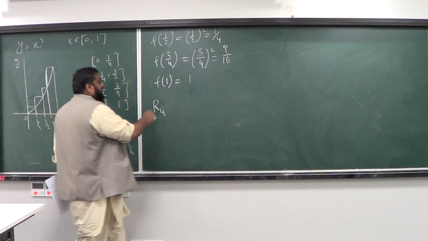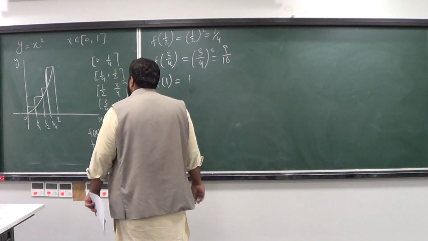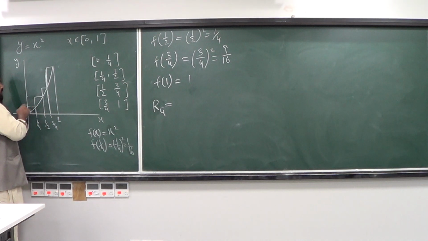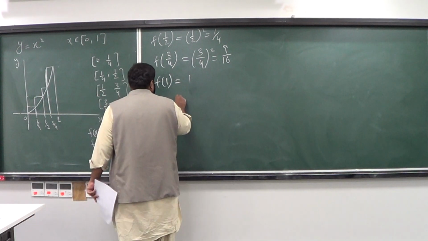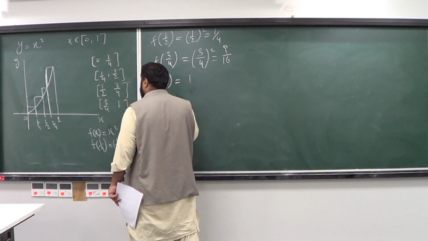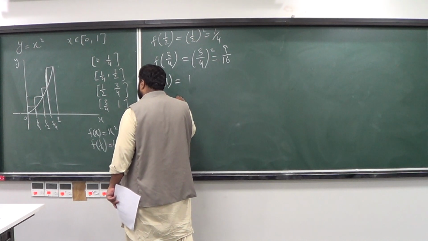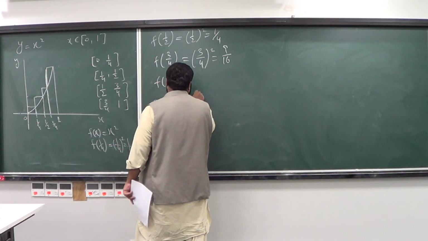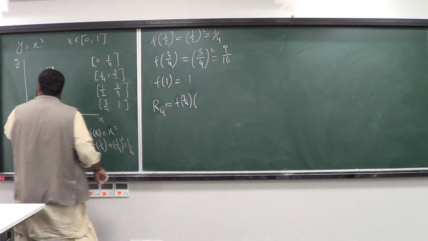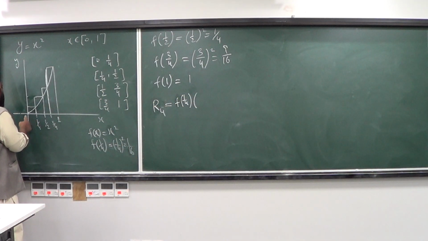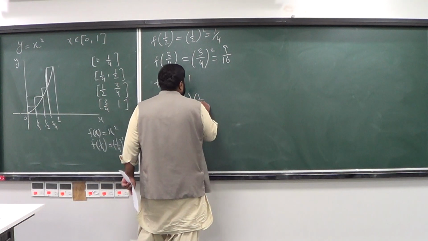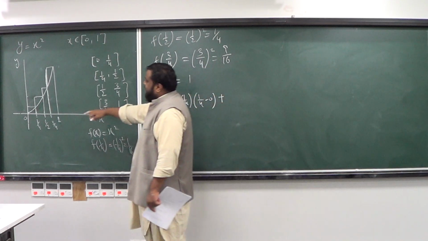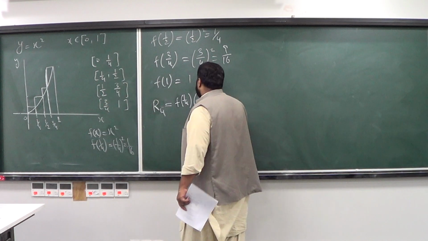So R4 is going to be what? It's going to be the area of this rectangle. So what is the area of this rectangle? 1/4 multiplied by 1/16. You can also say that this is equal to f of 1/4 multiplied by the length of the interval. And how can you find the length of the interval? 1/4 minus 0. So this is the height of the rectangle, f of 1/4, times 1/4 minus 0.